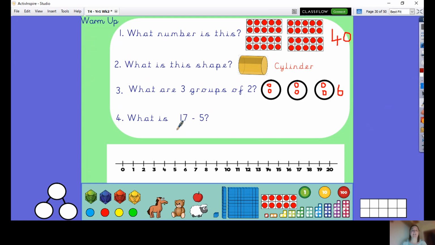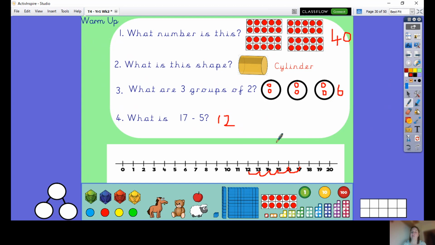And then 17 take away 5. I just realized that was the same one as yesterday, but hopefully you remembered that. So 17 take away 5. Let's go 1, 2, 3, 4, 5. I'd like to keep you on your toes, see if you noticed that, and well done if you did. And the answer is 12. You might have remembered that from yesterday.